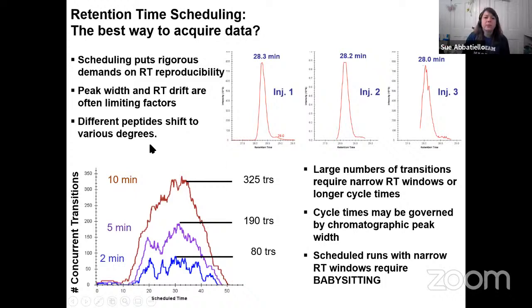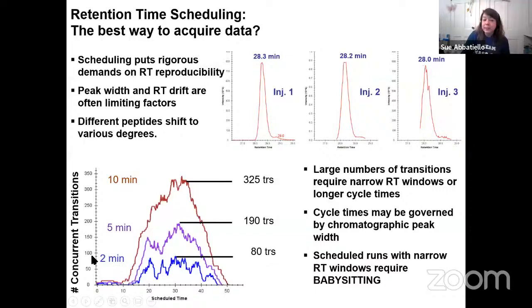And so these plots are what give us that idea of, if we put a 10-minute retention time window around each of the transitions, and we have 325 transitions, this is going to spend a whole lot of time generating data for transitions that are not actively eluting. And so we're looking at the scheduled time here and the number of concurrent transitions.